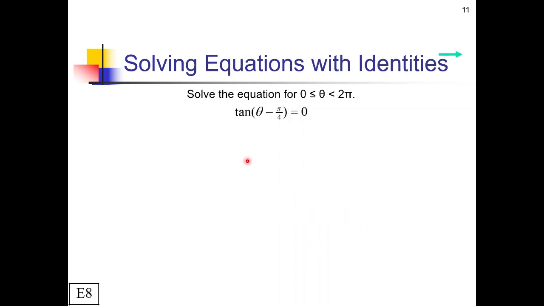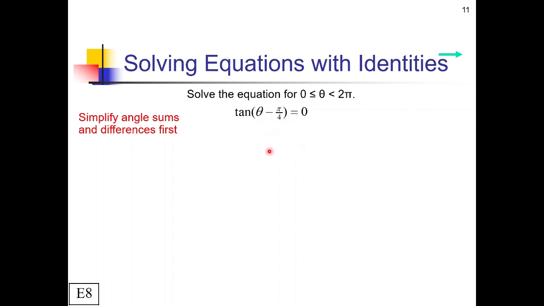This next example is going to be a lot of fun. We have tan of theta minus pi over 4 equals 0. So on this one, in problems like this in general, where you have a sum or a difference of angles, it's a good idea to simplify those angle sums and differences first before you do any of those other techniques we talked about, because everything we talked about assumes that you have just a theta inside the function. This other stuff kind of muddies the waters.